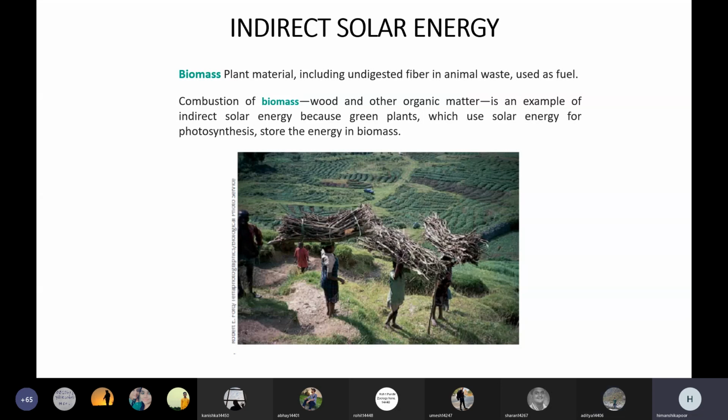The producers actually use the sun's energy in the presence of water and carbon dioxide. They produce food due to it. They produce glucose. So the entire plant body is made up of the energy which is coming from photosynthesis. So indirectly, it is the sun's energy only. That is why biomass is considered an indirect source of solar energy, because everything is dependent upon photosynthesis, and photosynthesis is only possible when we have sunlight.